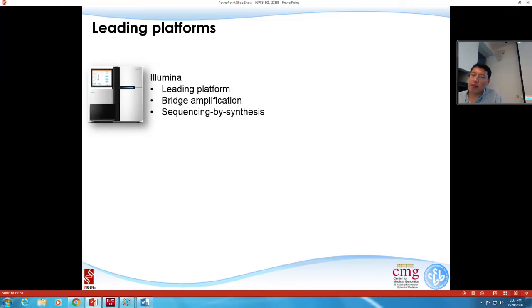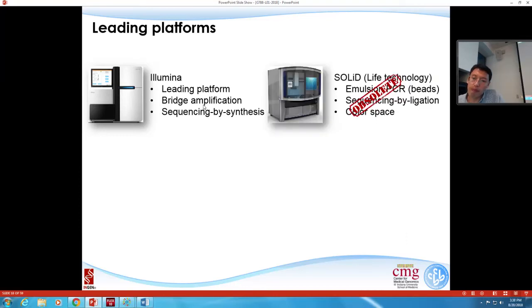So we'll start from the first one, which is the Illumina sequencer. Illumina sequencing is absolutely the leading platform so far. If you read the papers, about 90% of sequencing projects or data are generated by Illumina. It has two features, which we'll get into in much more detail. The first one is bridge amplification, and the second one is sequencing by synthesis. So we will stop here now, but we'll come back to this point.